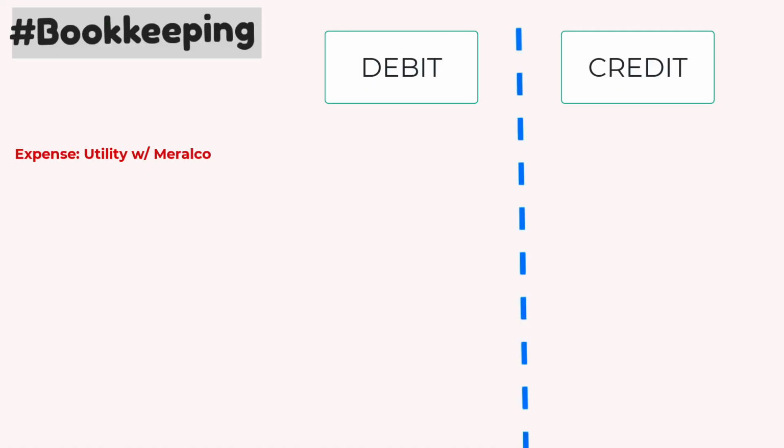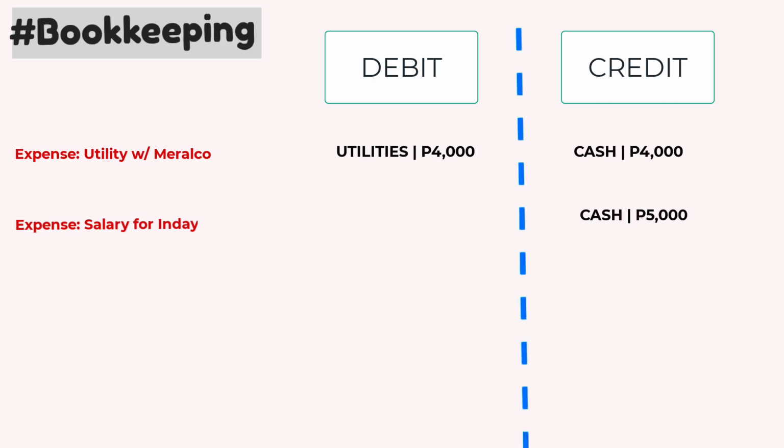When you need to journal expense utility with your utility provider, you are going to credit cash because you're going to part away with cash, and then you're going to debit the expense account utility. What if you are now paying salary for an employee, Inday? So again, you're also going to part away with cash. So you're going to credit cash and you're going to debit the expense account salary with the same amount.